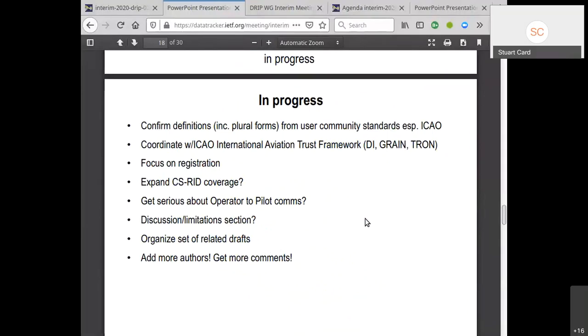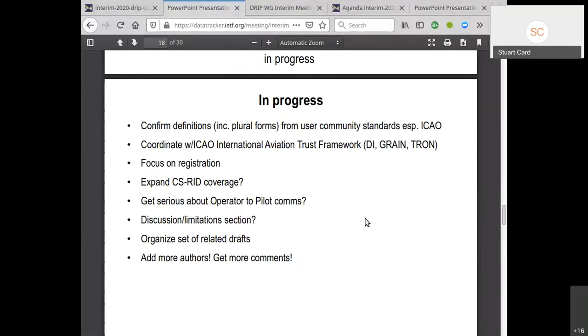So a lot of the definitions in the requirements draft are stuff that I wrote, and that's not what they should be. I need to go back to ICAO and other authoritative sources like that and make sure that our definitions are in alignment with theirs.